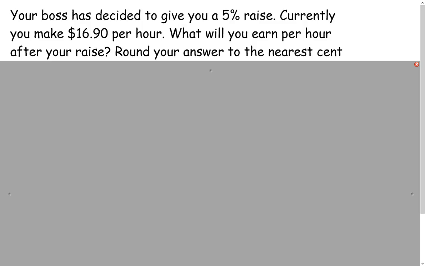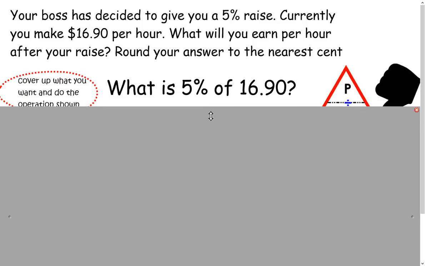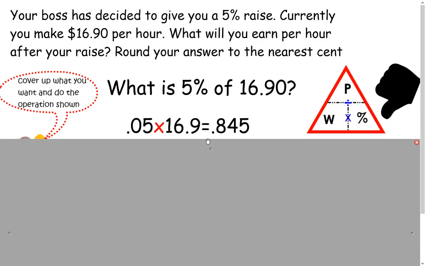Okay, we've got another example. Your boss has decided to give you a 5% raise, and currently you make $16.90 an hour. What will you earn per hour after your raise, rounded to the nearest cent? Okay, so what is 5% of $16.90? That's a pretty straightforward translation. 5% of $16.90, it's 0.845, but we can cover it up.